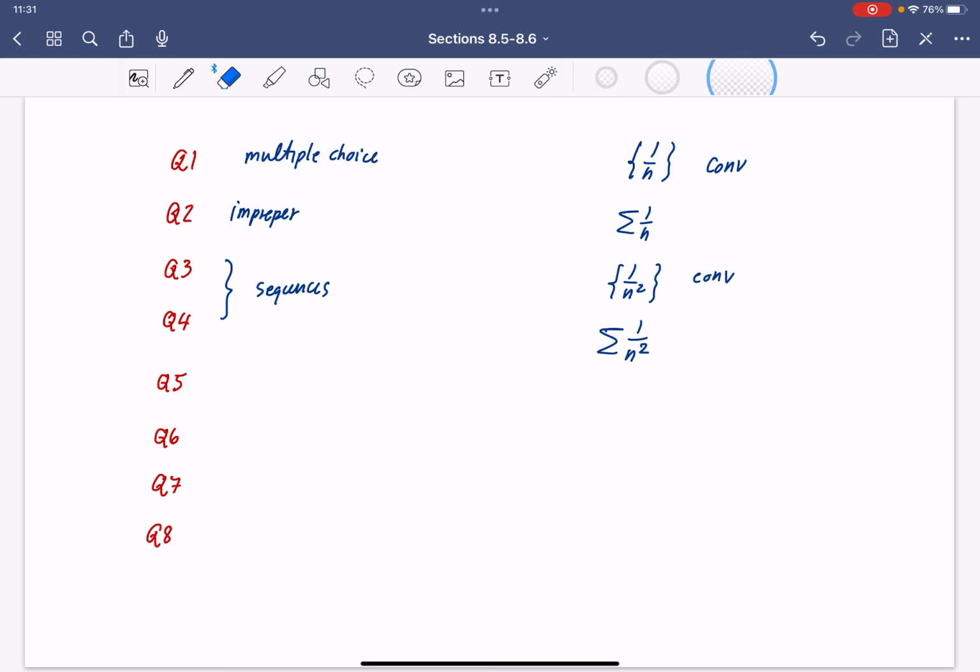Oh, sorry, this one, 1 over n, is divergent. This one is convergent, right? This is a p-series with p equal to 2. So question 1 is like multiple choice. If you don't know the answer, you just choose one. And then this is also all the series tests. Series can be questions 5, 6, 7, 8. They are all series. I think it's just way too easy, so I need to make more questions.